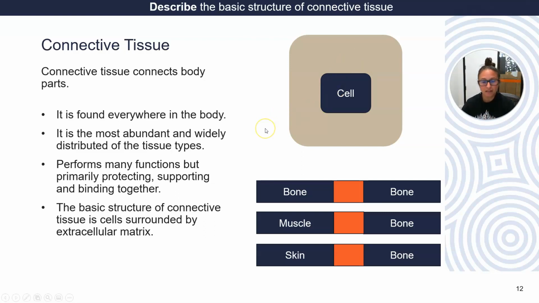Okay. So just to get an understanding of where connective tissue is found in the body, if you have a bone that needs to be connected to another bone, there's usually connective tissue in the middle. If you have a muscle that needs to be connected to a bone, there's usually connective tissue in the middle. If you have skin that needs to be connected to a bone, again, there's usually connective tissue in the middle. Okay? So that's why connective tissue is described as connecting body parts. We'll come across it a lot.